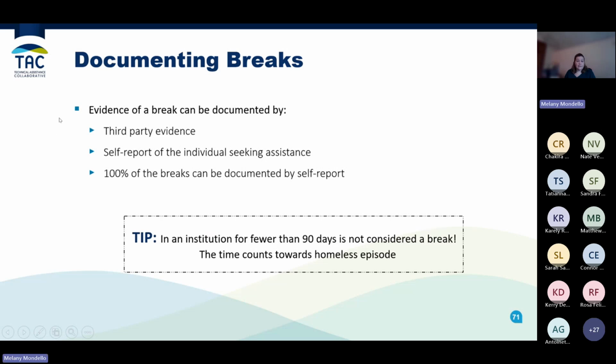Documenting breaks can be third party if you have it, but it also can be 100% self-report. There are no caps here. So you just have to document what the breaks are. The HUD form has a space. If you have your own form, you would just have a space saying what the breaks were so that you can count those out.